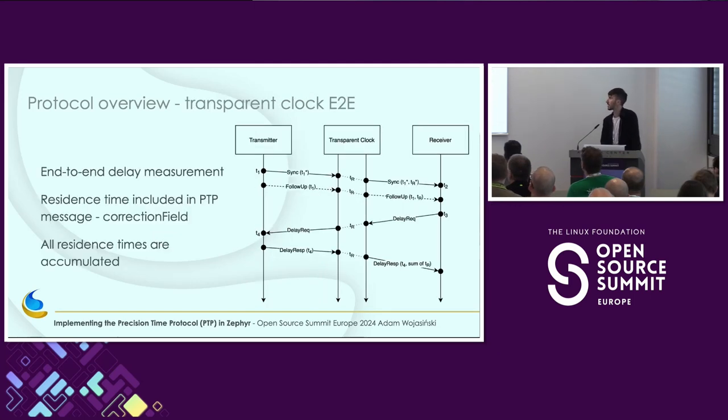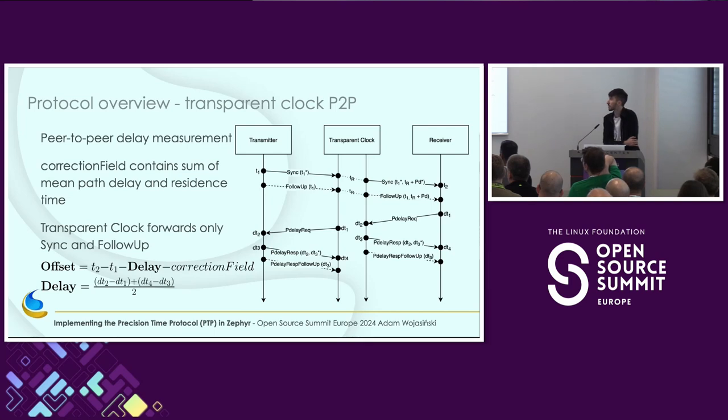And when we have a scenario with the transparent clock, you can see that there is a residency time that is then put into the correction field inside the packet itself. And here's the end-to-end delay measurement. So in this type of configuration, all the messages are passed through the transparent clock. And if you would have multiple transparent clocks in the path, then all residency times are accumulated and all are summed up in the correction field.